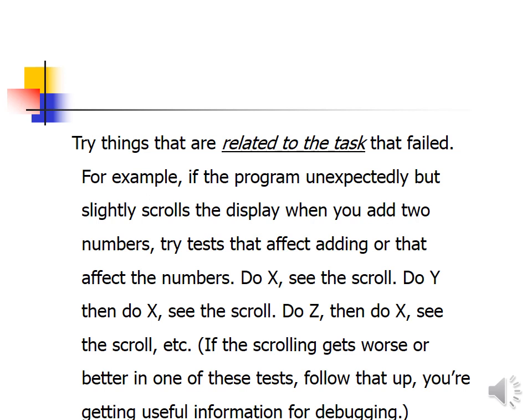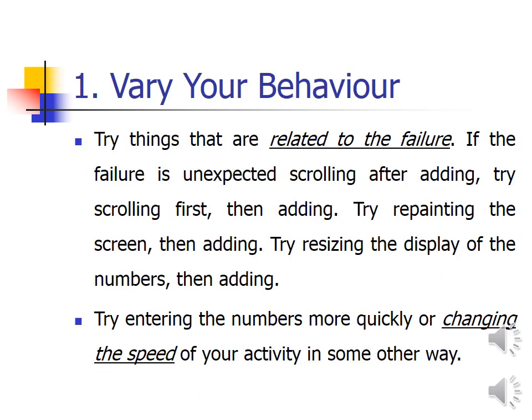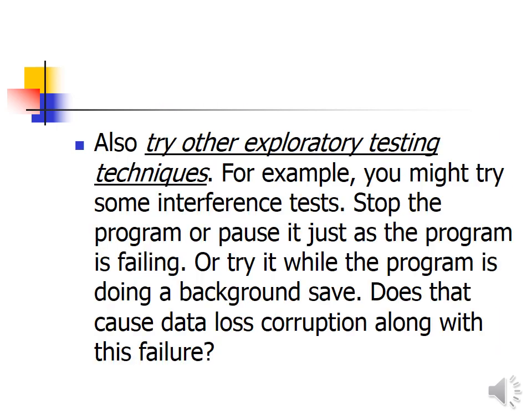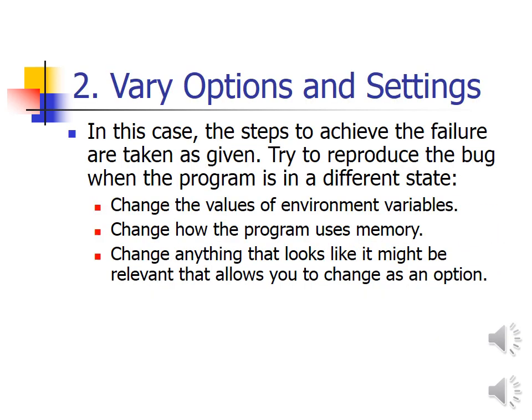Try tests to see how it affects the numbers. Do X, see the scroll. Do Y, then do X, see the scroll. Do Z, then do X. This shows how to combine and integrate actions. Vary your behavior related to the failure, such as entering numbers more quickly or changing speed. Try some other exploratory techniques, for example an interference test or a background save.